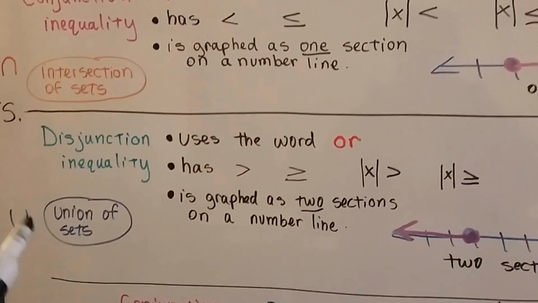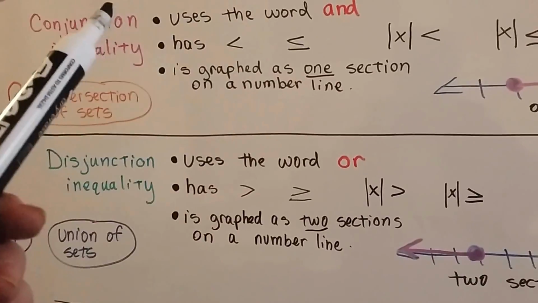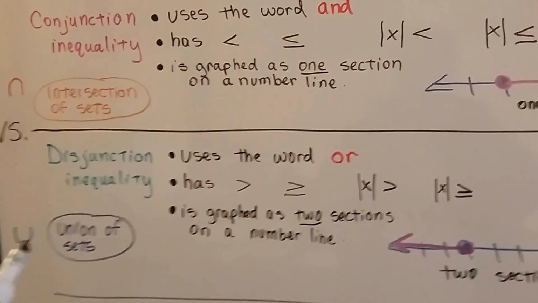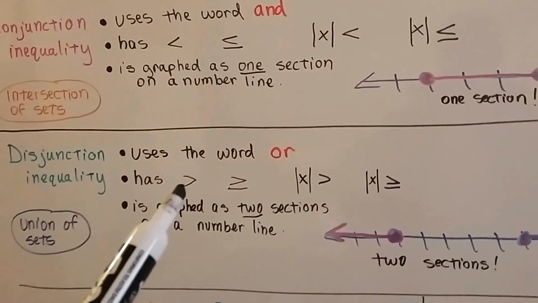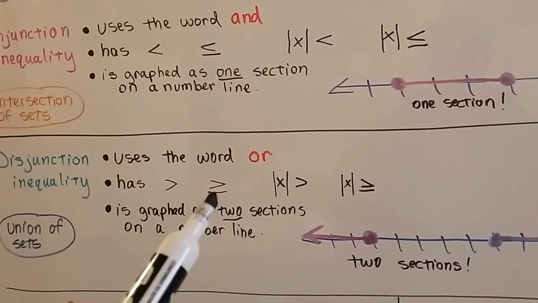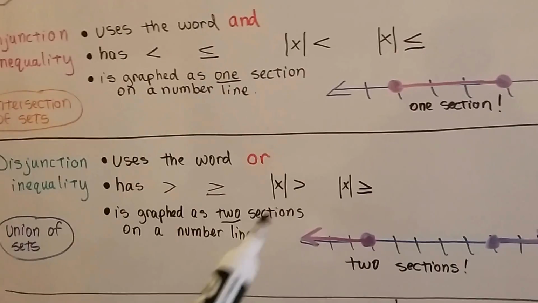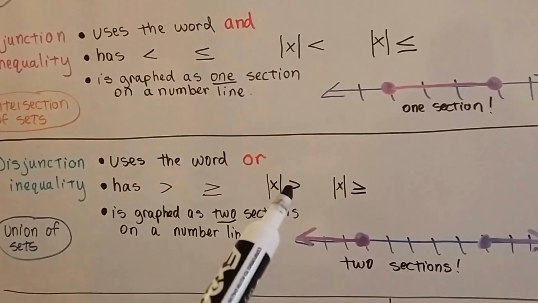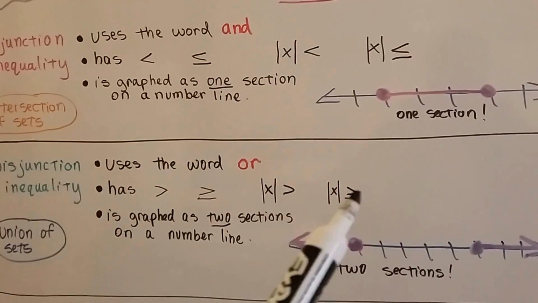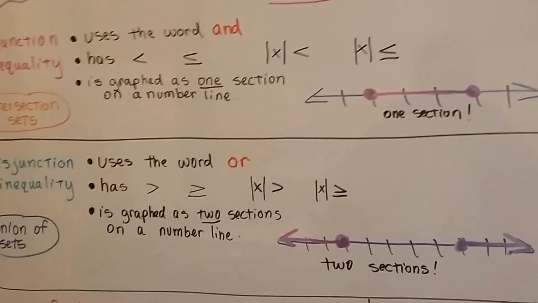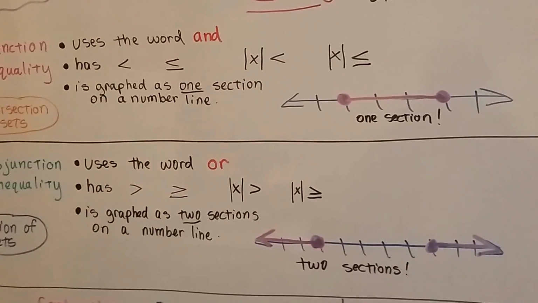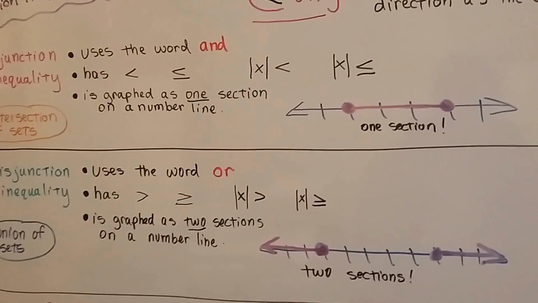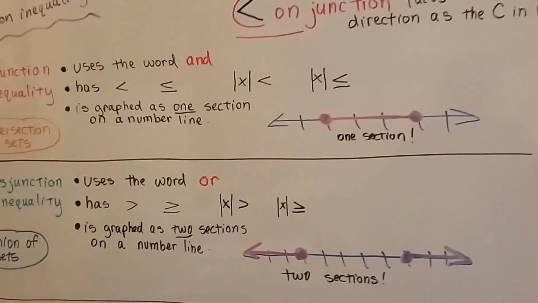I hope so. All right, so let's look at disjunction. Disjunction uses the word or. See, this one used the word and. This is a union of sets, okay? We talked about that before. A disjunction inequality has a greater than or greater than equal to sign, and it opens to the left. See? Absolute value of x is greater than. That's a disjunction. Even if it's greater than or equal to, that's a disjunction. It's graphed as two sections on a number line. See? Where conjunction is graphed only as one section. All right?